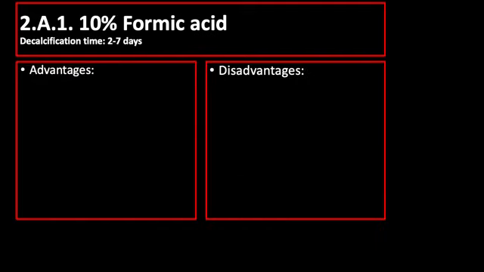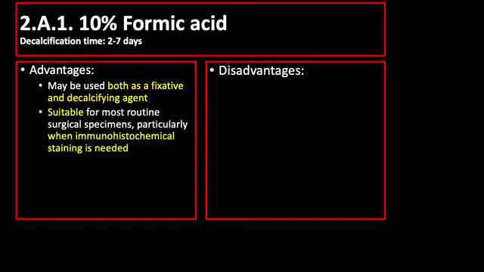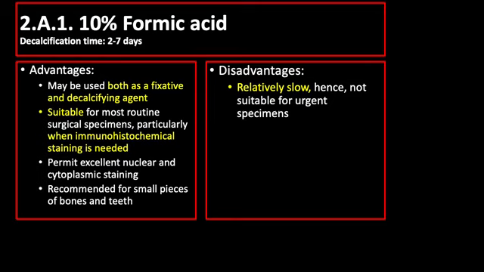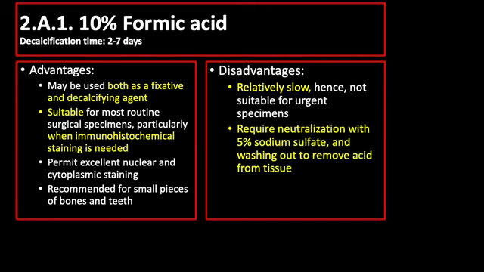First is 10% formic acid, which has a decalcification time of 2 to 7 days with the following advantages. It may be used both as a fixative and decalcifying agent. It's also suitable for most routine surgical specimens, particularly when immunohistochemical staining is needed. And the other advantages include the following. On the other hand, disadvantages include that it is relatively slow, hence not suitable for urgent specimens, and it requires neutralization with 5% sodium sulfate and washing out to remove acid from the tissue.